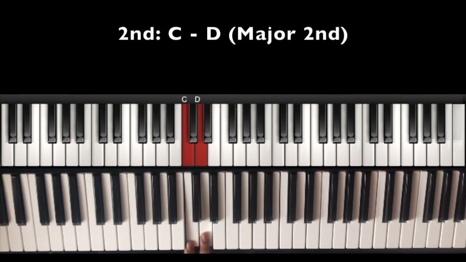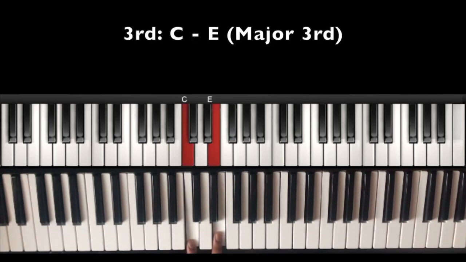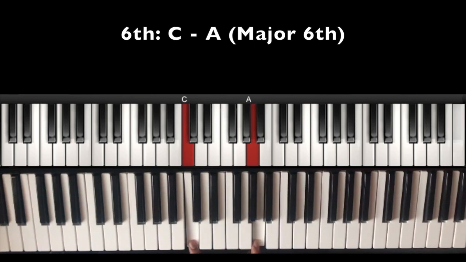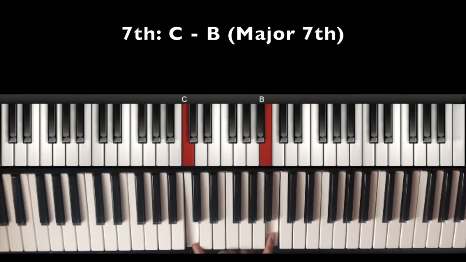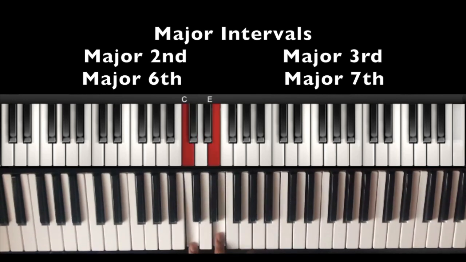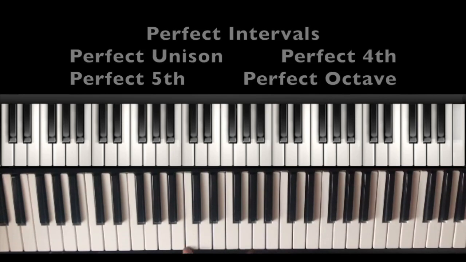your second, which is going to be a major second interval, so that's C to D. C to E is going to be your major third interval. C to A is your major sixth interval. And C to B is your major seventh interval. So here we have 4 major intervals and 4 perfect intervals.